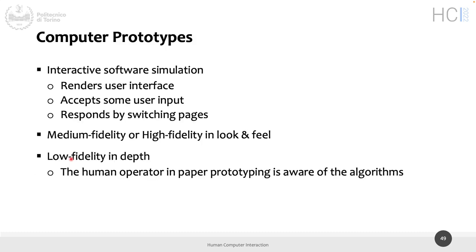Next, medium fidelity prototype. Medium fidelity prototypes are a step farther, in which they are medium or even high fidelity in look and feel, but not in the usage. Differently from the paper prototype, in which we have a low fidelity in look and feel but a high fidelity in how they operate, because there was a person who, given an unlimited piece of paper, can simulate everything.